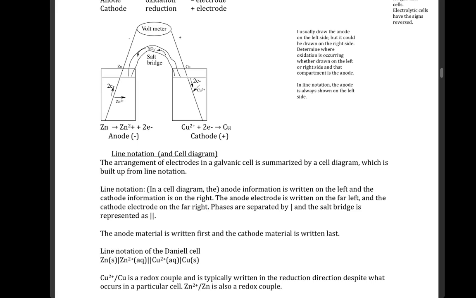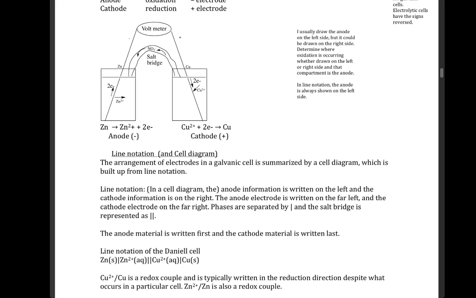So the arrangement of electrodes in a galvanic cell is summarized by a cell diagram, which is built up from line notation. In a cell diagram, the anode information is written on the left, and the cathode information is on the right. The anode electrode is written on the far left, and the cathode electrode on the far right. Phases are separated by a vertical line, and the salt bridge is represented as a double line, looking kind of like the salt bridge.